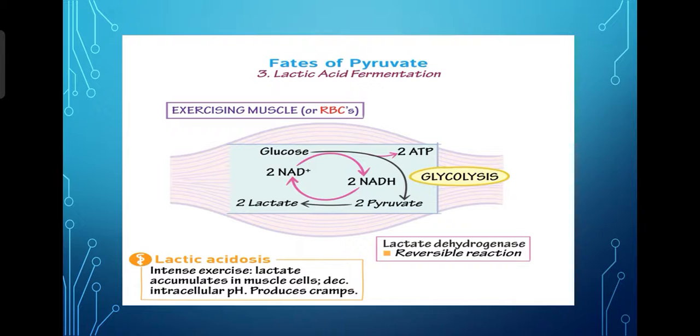Then we have lactic acid fermentation. It is the enzymatic anaerobic conversion of pyruvate to lactate. It can be a reversible reaction. This reaction is catalyzed by the enzyme lactate dehydrogenase. Pyruvate is converted into lactate by the action of lactate dehydrogenase in the presence of NADH plus H plus, that is hydrogen ion, and NAD plus is also formed. This occurs in muscle.